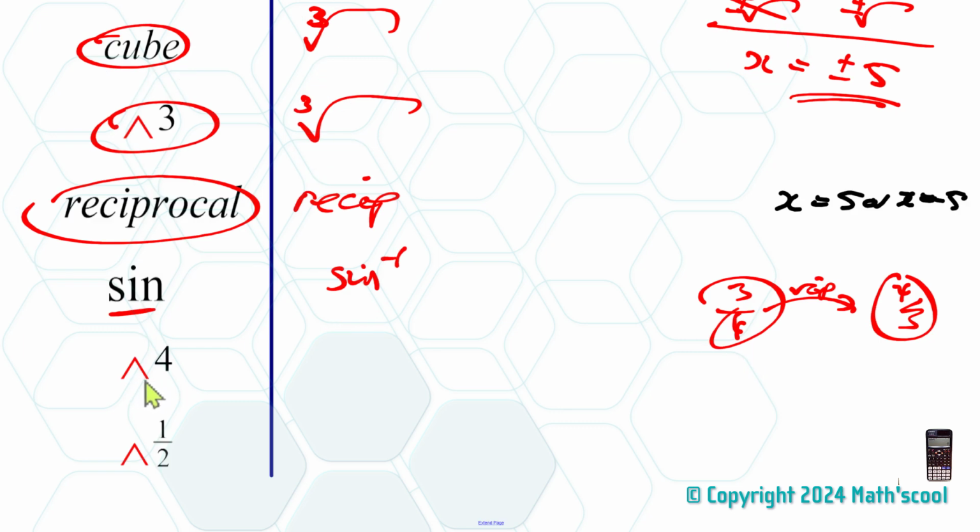Opposite of to the power 4 is fourth root. And we said that will be plus or minus like square root would. And opposite of to the power half, well, to the power half is square root. So the opposite of square root is square. So square is the opposite of to the power half.